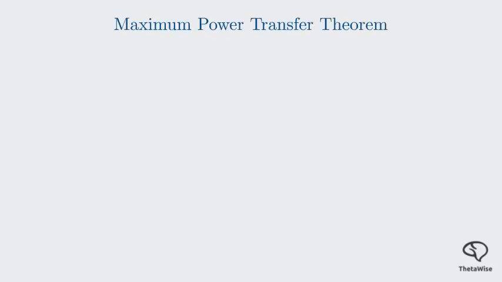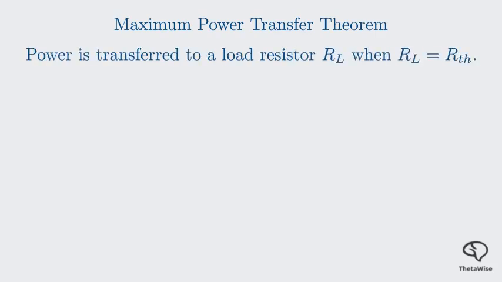A powerful application of this is the maximum power transfer theorem. This theorem answers a very practical question. Under what conditions will the most power be delivered from a source to a load? It's a simple answer. Maximum power is delivered to a load when its resistance, RL, is equal to the Thevenin resistance of the source circuit, Rth. Think of it as impedance matching.